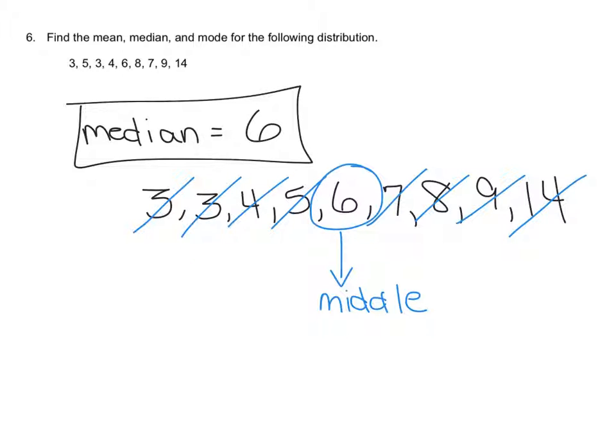Now you can check to make sure you have the middle term by counting the number of digits that you canceled out. They should be equal on both sides of the middle term. So we had 4 terms here that we canceled and 4 terms here that we canceled. So since they're equal on both sides, this 6 is the middle term.